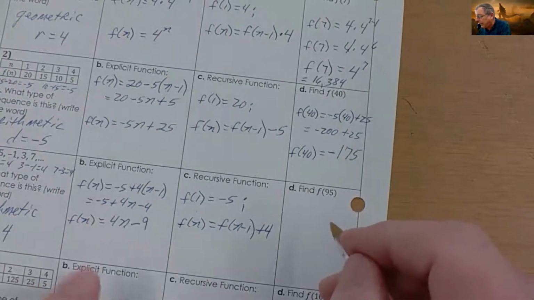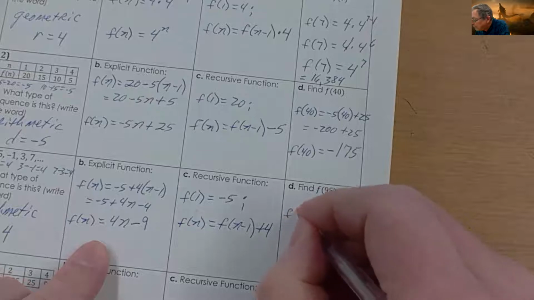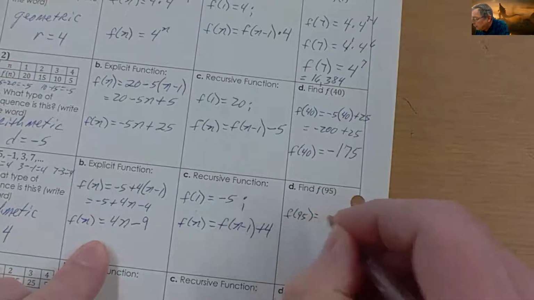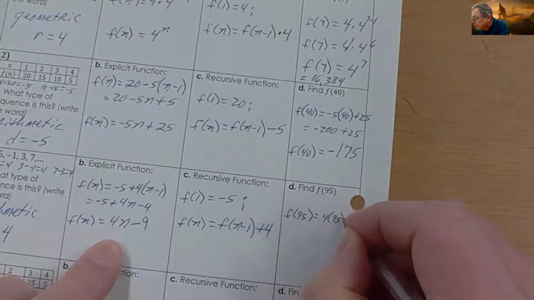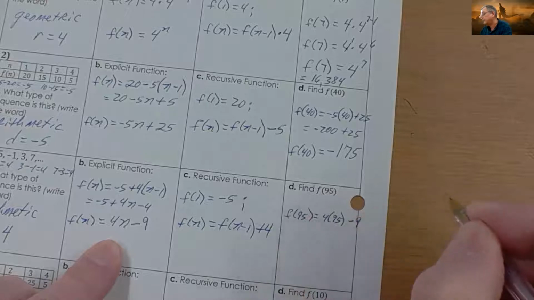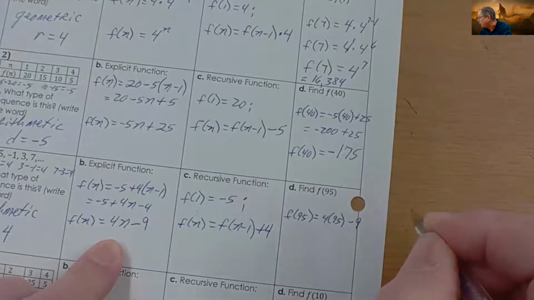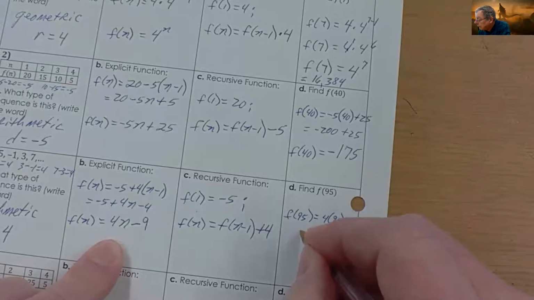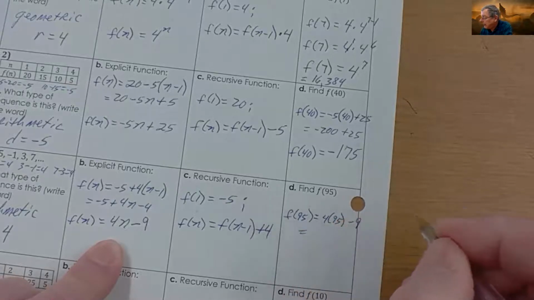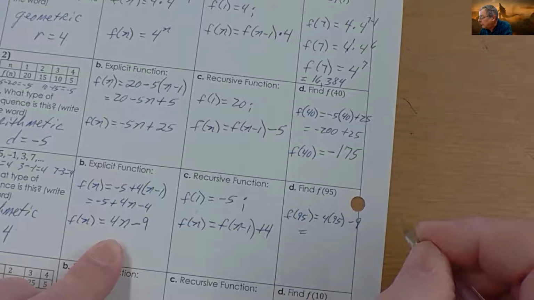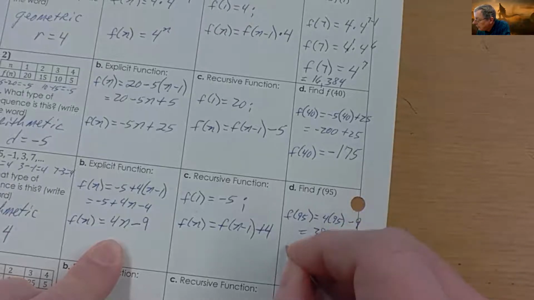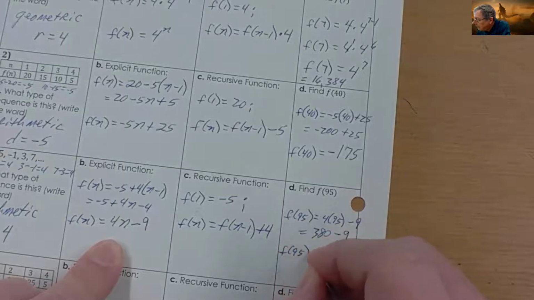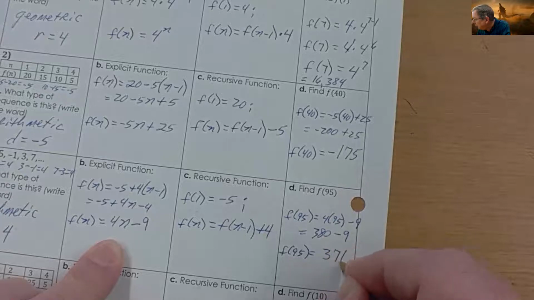Now, f of 95. So back to here. f of 95 equals 4 times 95 minus 9. Well, 4 times 95 is 380 minus 9. So f of 95 equals 371.